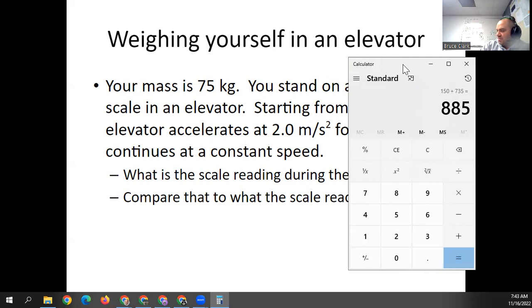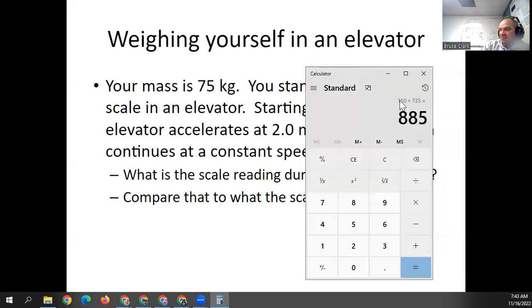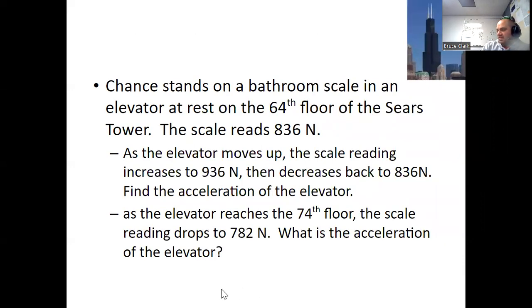Part 2 there is to compare that to what the scale reads at rest. Well, we know it's 150 newtons more than just standing there resting. That should make good sense because we need to accelerate upward, so it needs to be more than the force of gravity. Let's hop into our second example here.